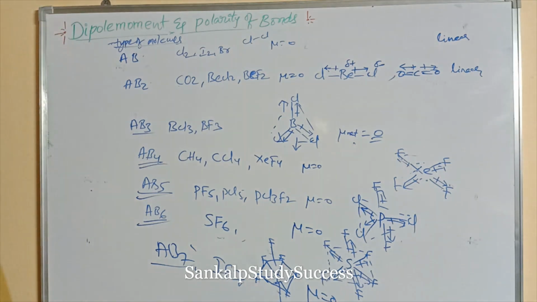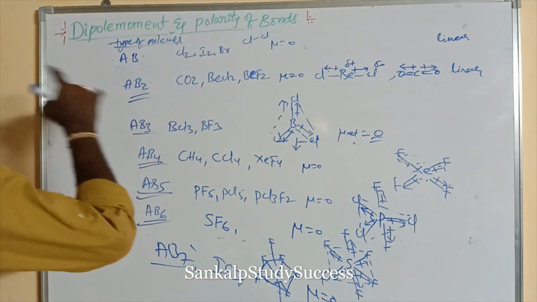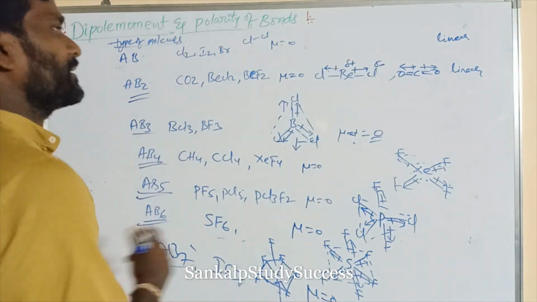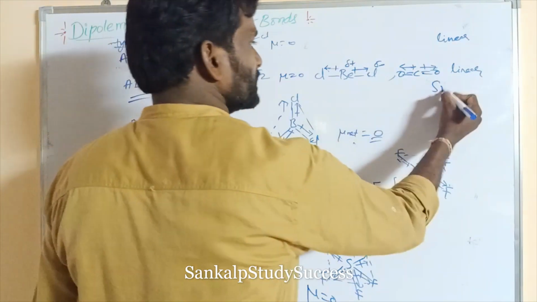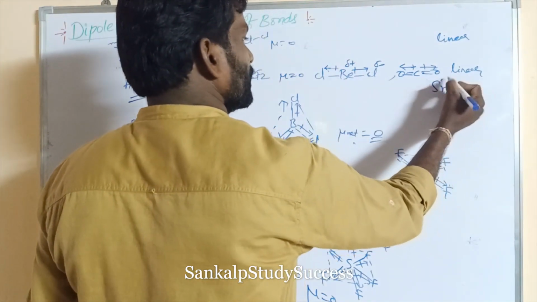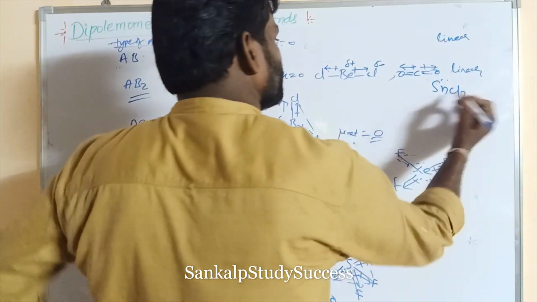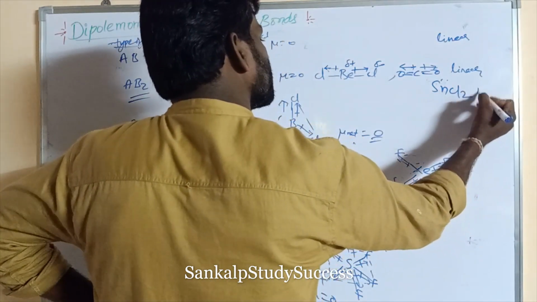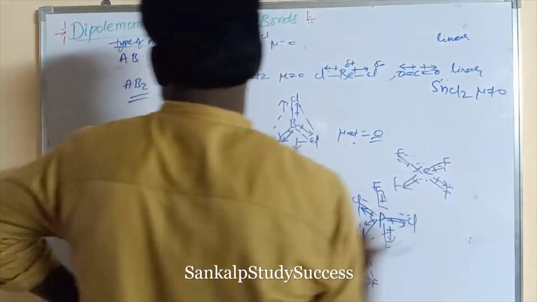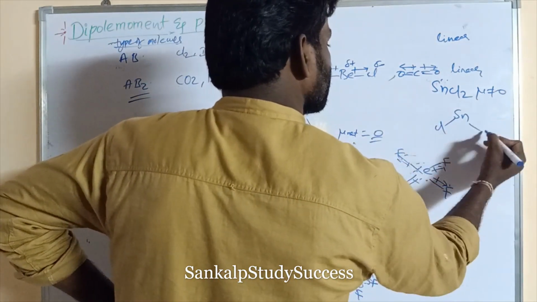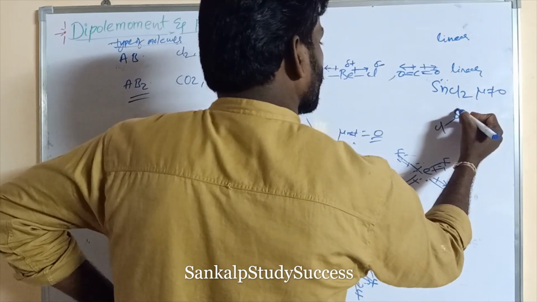Distorted shape molecule means like AB2. In AB2, some of the molecules have a lone pair, that is SnCl2. In SnCl2, there is one lone pair. So its dipole moment, mu naught, is equal to 0. That means SnCl2 has one lone pair.